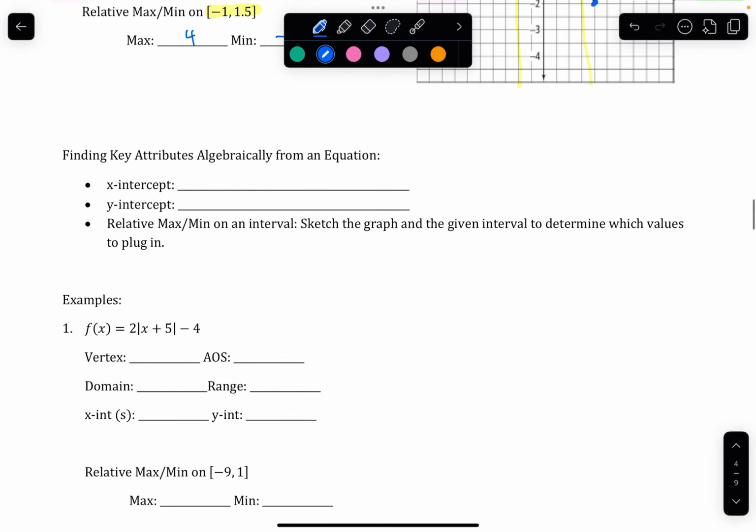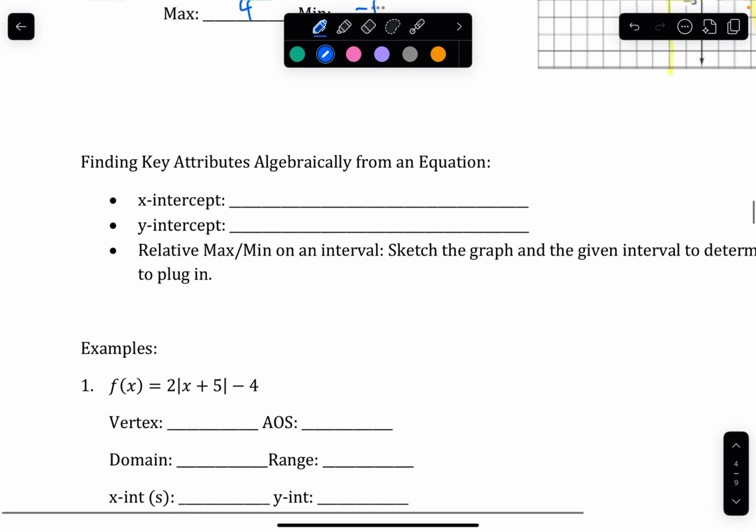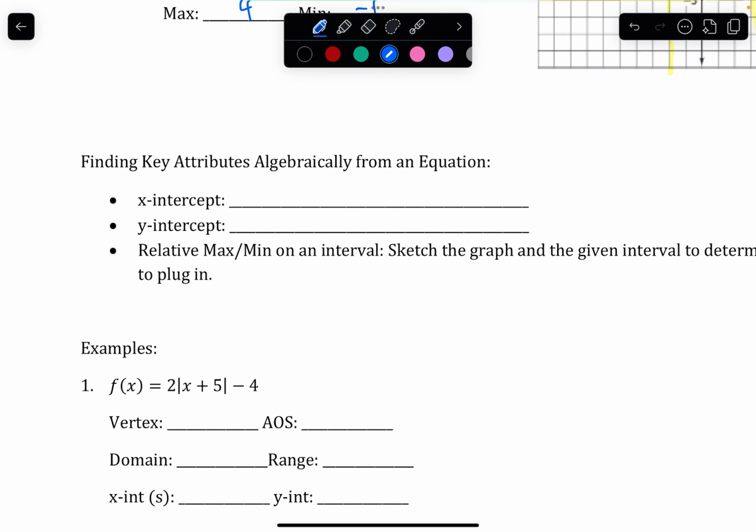And so if we have an equation and don't have a graph, to find the x-intercept, you plug in 0 for y. And then you're going to have to solve for x. You're looking for the x value when y is 0. If you're looking for the y-intercept, you plug in 0 for x. You plug in 0 for whatever value you aren't after.